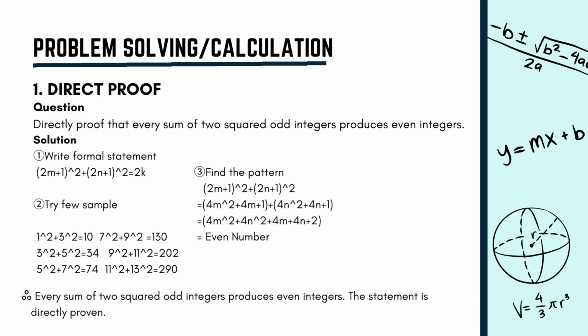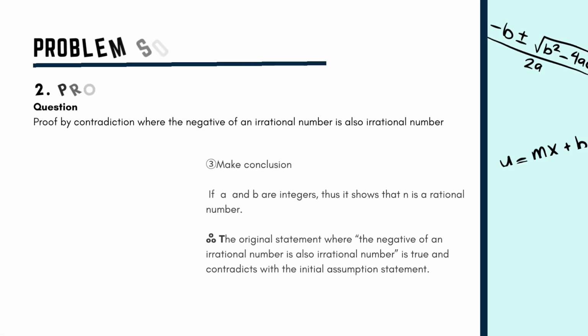2m plus 1 square plus 2n plus 1 square is 4m square plus 4m plus 1 plus 4n square plus 4n plus 1. So we get 4m square plus 4n square plus 4m plus 4n plus 2, and the result is an even number. So the conclusion is every sum of two squared odd integers produces an even integer. The statement is directly proven. Problem solving calculation.